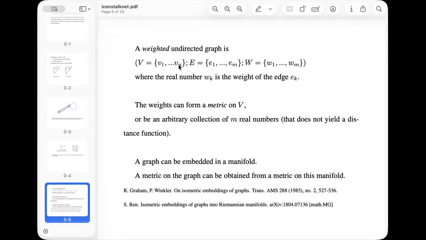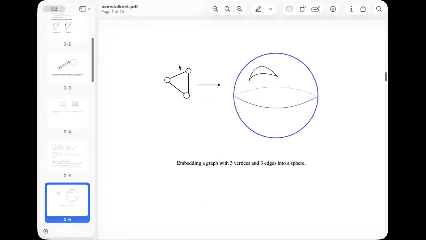This is a subtle question. Under some assumptions, the answer is yes. This is discussed in work by Graham and Winkler and also by Wren in these references. In this picture, we see a triangle graph, a graph with 3 vertices and 3 edges embedded into the sphere.